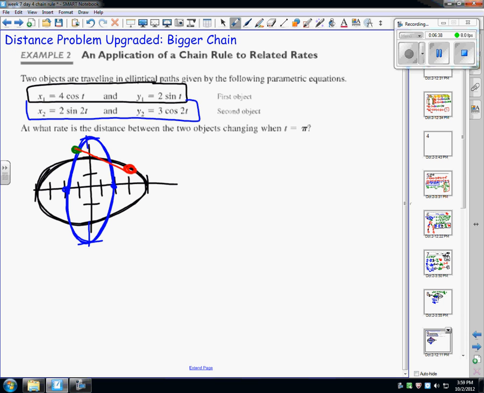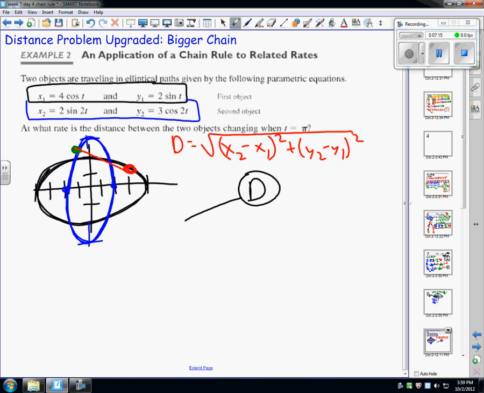Okay, so let's see if we can use the distance formula again. Distance equals the square root of (x2 minus x1) squared plus (y2 minus y1) squared. Now notice, all of these guys are variables now. Unlike the last one where x1 and y1 were just the origin, now I have the red dot and the green dot, and they're always changing. So if I want to look at this chain rule, it would be this. I would have a dD.